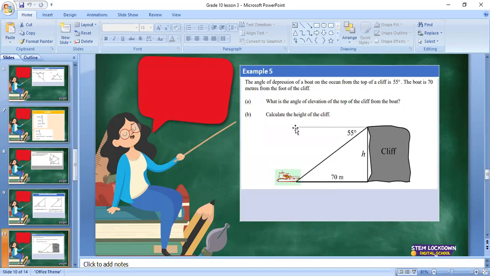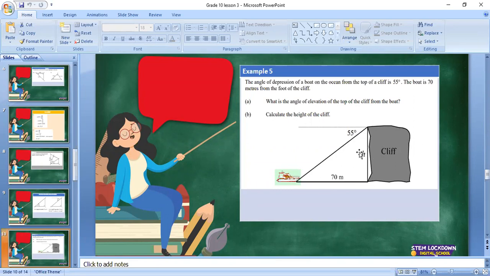Okay. Right. Finally, calculate the height of the cliff. Finding the height of the cliff is easy. Because we have 55 degrees, we need to find this height. Now this is 70 meters. We need to find this height, so with this 70 we have, we can find this one.